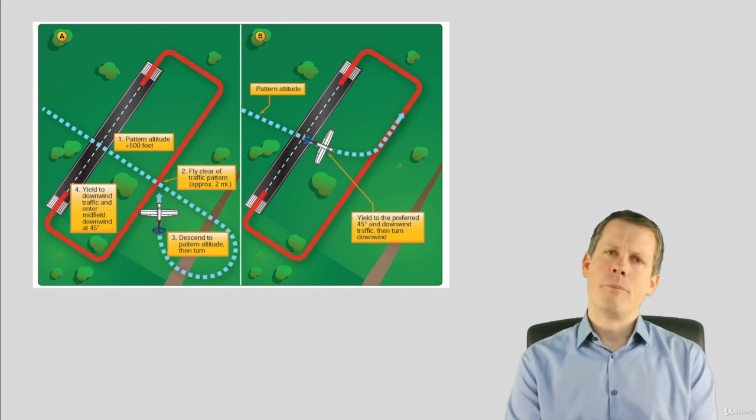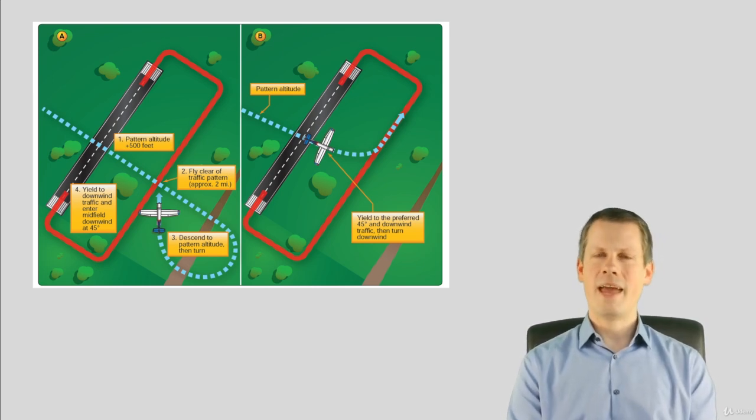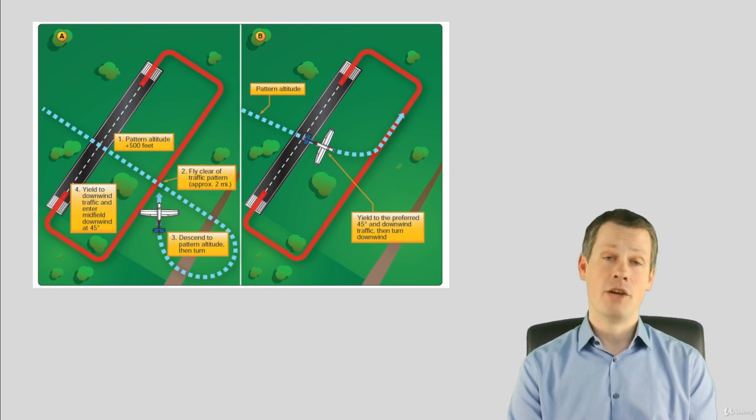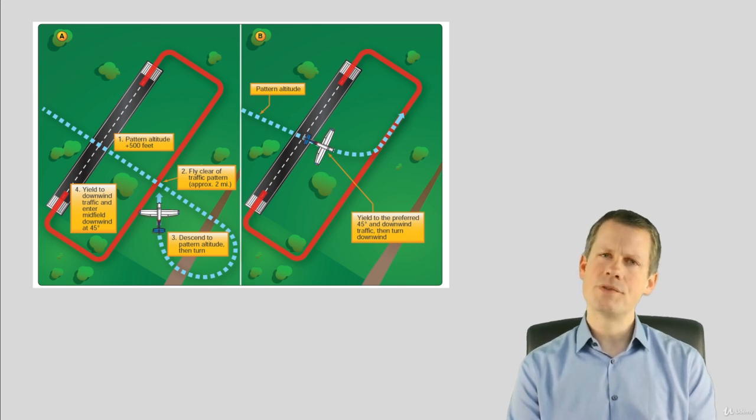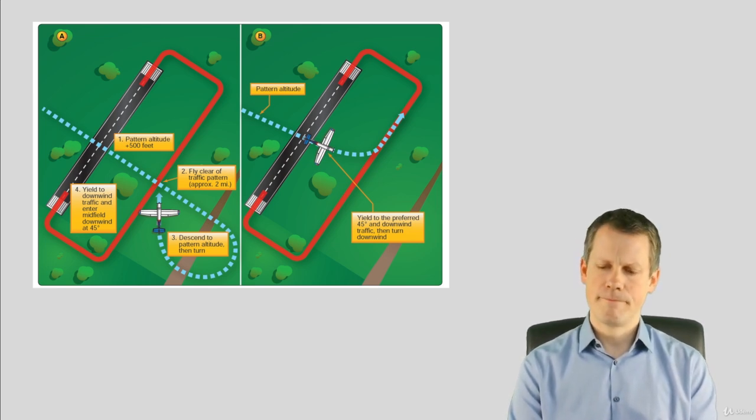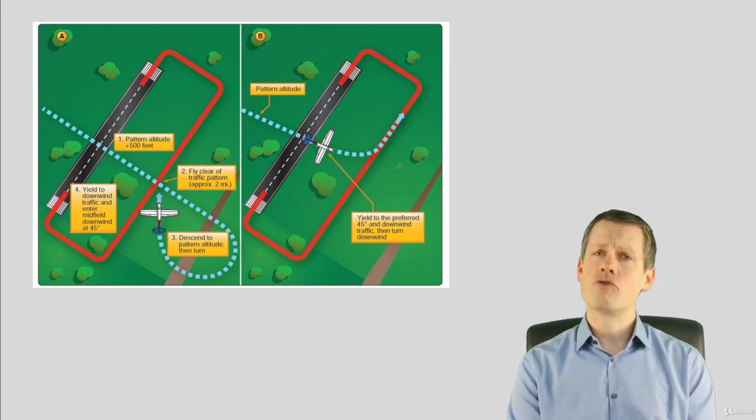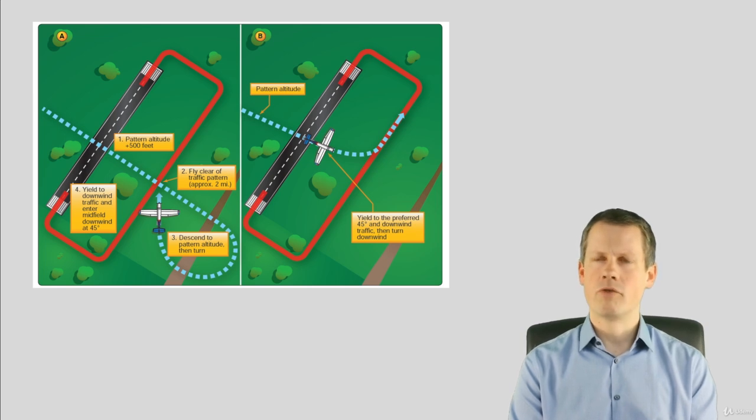All right, so how to enter the traffic pattern. Now the entry into the pattern is standardized as well. You should always perform a proper entry and also always think about local regulations, because those differ a bit from country to country. Now on a controlled airport, you will get your entry instructions by the tower. For example, join right downwind runway 18.